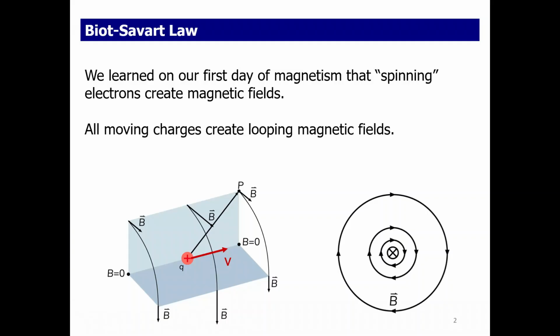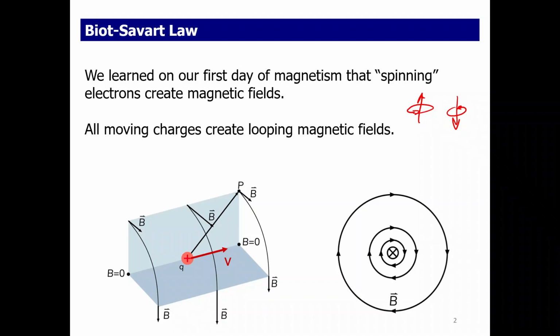We talked about the fact that spinning electrons can create magnetic fields. So you have magnetic fields created by electrons that spin in opposite directions. But this is really based on angular momentum, and you can have angular momentum without actually spinning. So the spinning idea is actually misleading. Any moving charge creates a magnetic field.